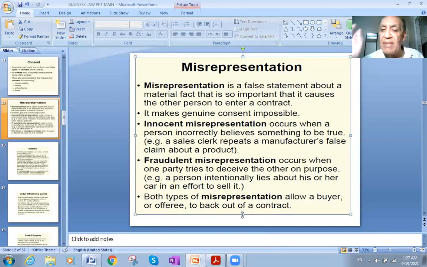So the misrepresentation is a reason for the contract to be void. If you take it to the court, then the court would say this contract is not enforceable. You cannot proceed on it. It cannot work because there is misrepresentation in this contract.